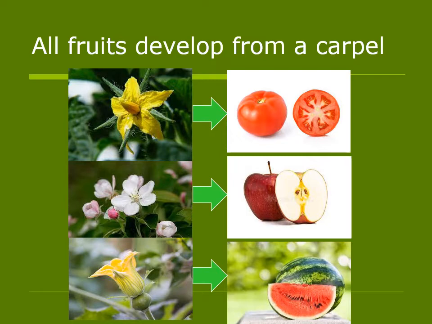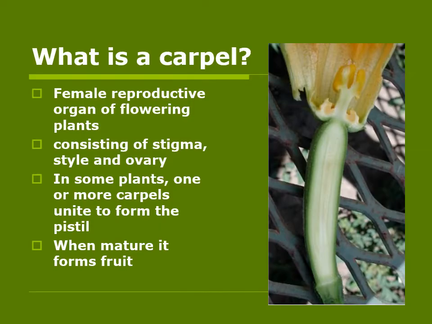Again, going back to the beginning with my little drawing of the locule and ovary, together we call that entire structure a carpel. So all fruit develops from a carpel. Here's just a few examples of watermelon and apples and tomato flowers and how they form fruit. But essentially, we're talking about the stigma, style, and ovary, right? So in this case, the entire female reproductive structure of the plant.